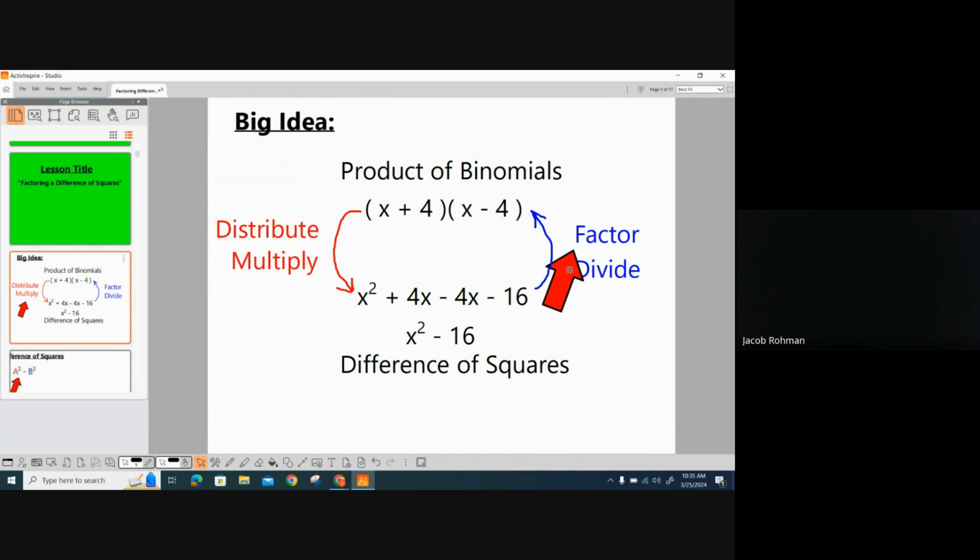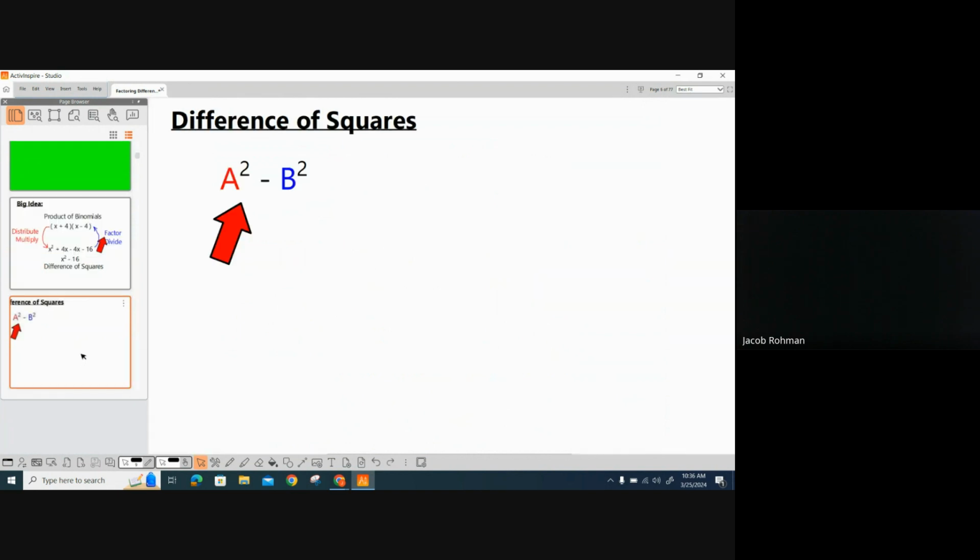This process is called factoring, and we're going to be dividing. The definition of a difference of squares is a squared minus b squared. Notice both terms are squared, and there's a subtraction sign between them. Those are the requirements for a difference of squares. Now, to create this product of binomials, we have to square root each of these terms.